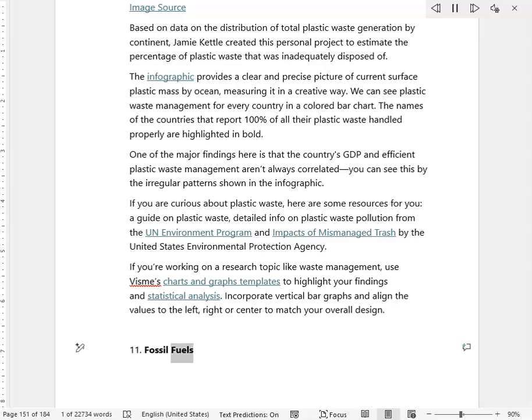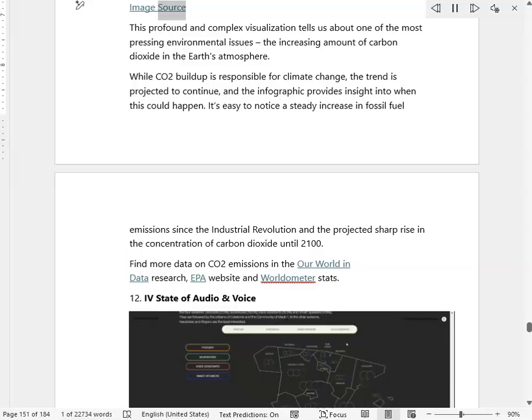11. Fossil fuels. This profound and complex visualization tells us about one of the most pressing environmental issues, the increasing amount of carbon dioxide in the Earth's atmosphere.